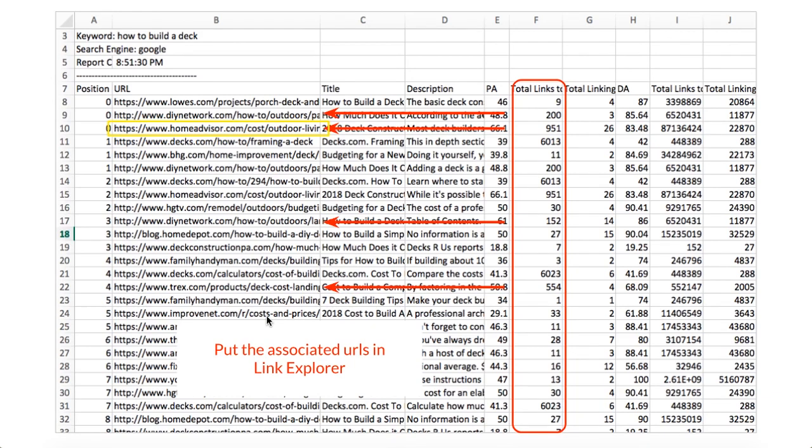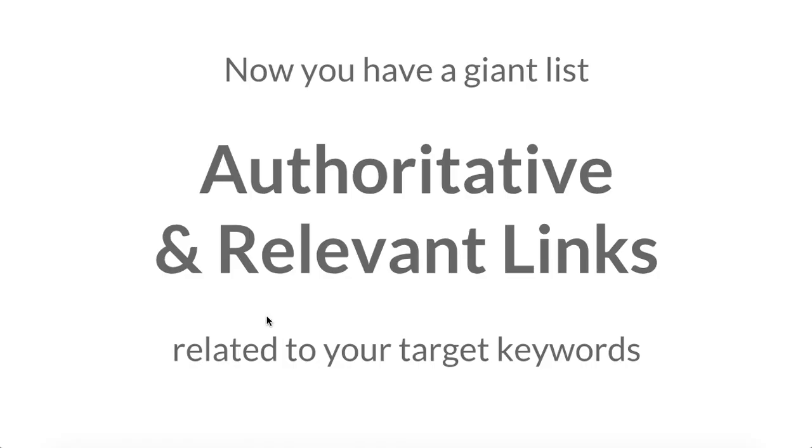So I want to see who is contributing to all of these pages' authority. So I'll go back and do that exact same process for several of these pages. This list could end up being thousands of rows, but now I have a huge list of authoritative and relevant links related to my target keyword.